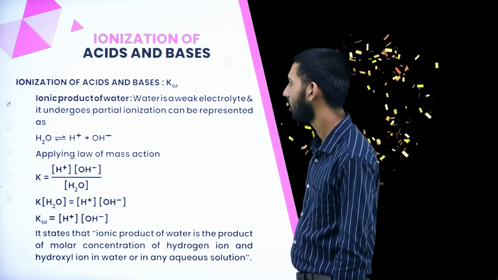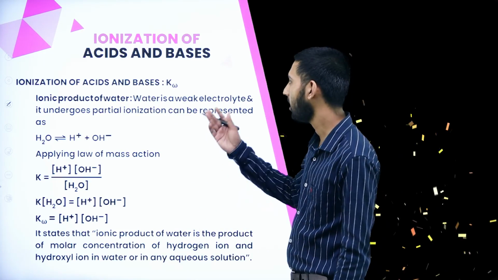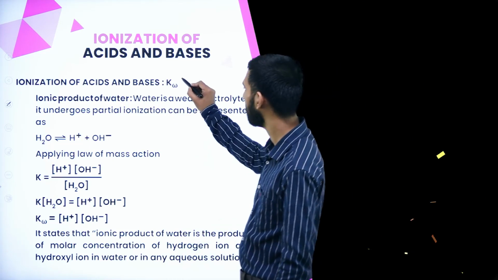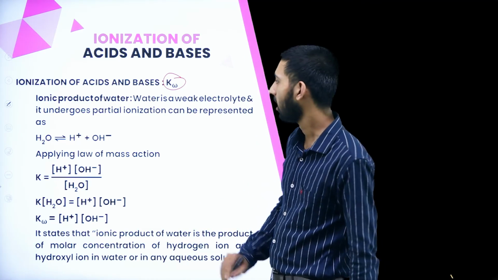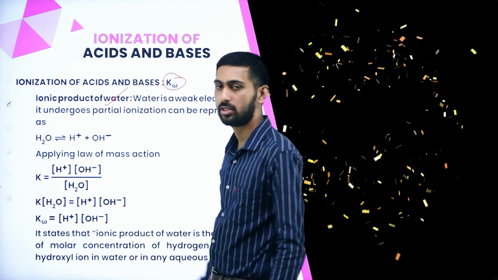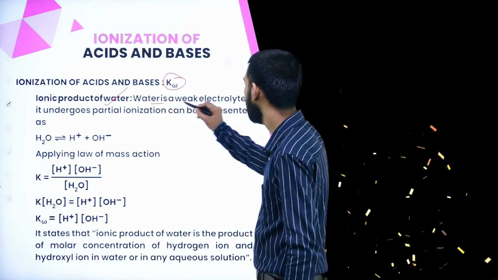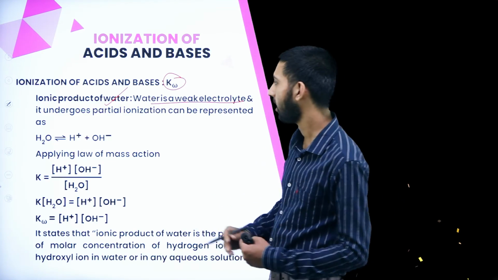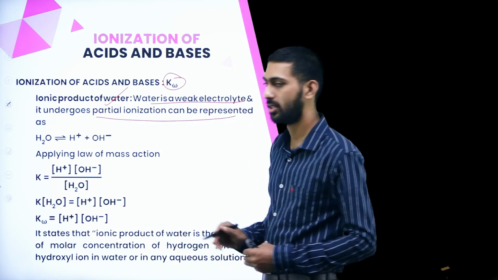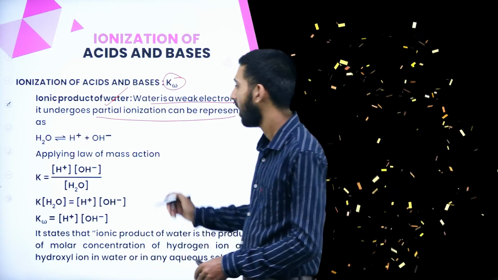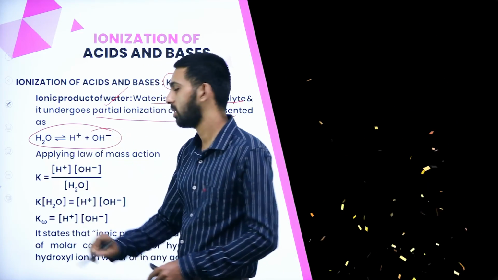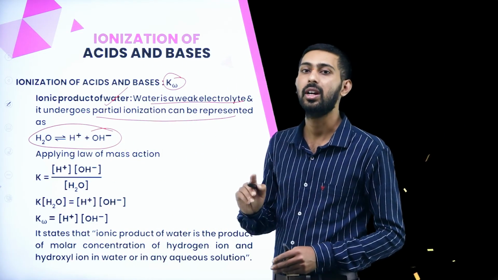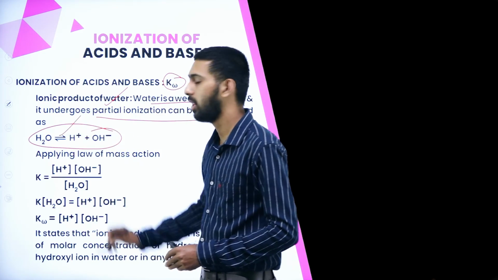Okay, next thing is ionization of acids and bases. It can be represented by Kw. What do you mean by the ionic product of water? Here water is a weak electrolyte. It undergoes partial ionization, and it can be represented by H2O is in equilibrium with H plus and OH minus. So it is a reversible reaction.